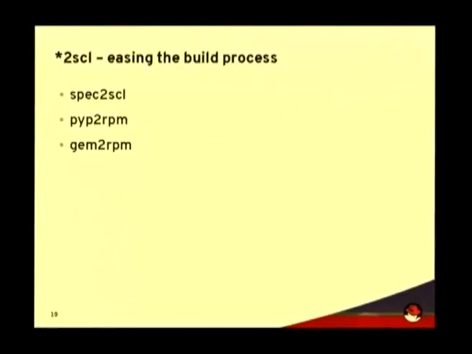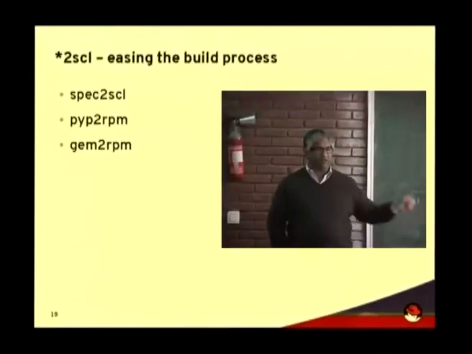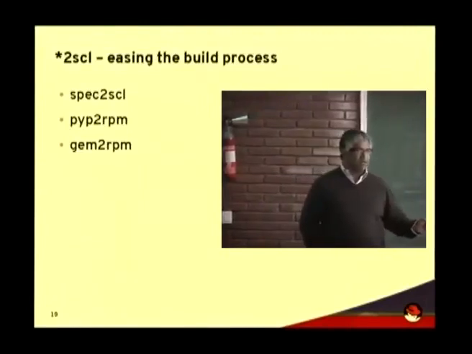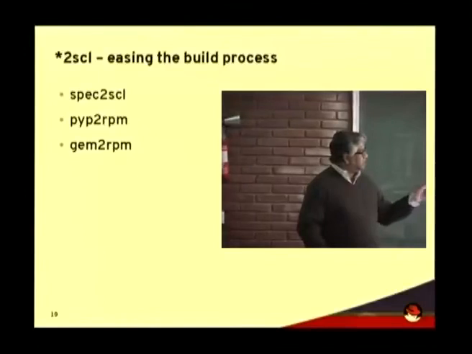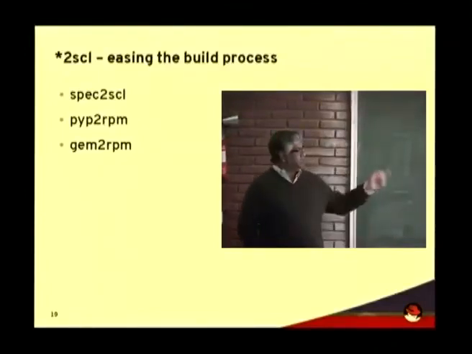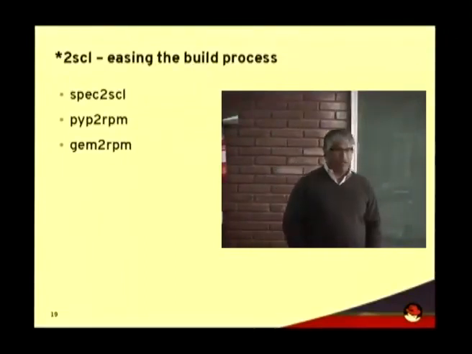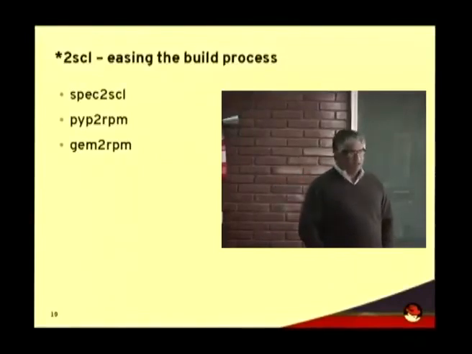So there's a spec2scl that takes a standard spec file and modifies it into a software collection spec file. If you're running Python or Ruby programs, since they have their own packaging mechanisms, of course, you need to take them from those packaging mechanisms into RPM in the first place. So there are some helper applications that do that as well. Once you have it in RPM, you can chain this together and just run it from gem2rpm and then pass it on to spec2scl and have a Ruby gem inside a software collection.